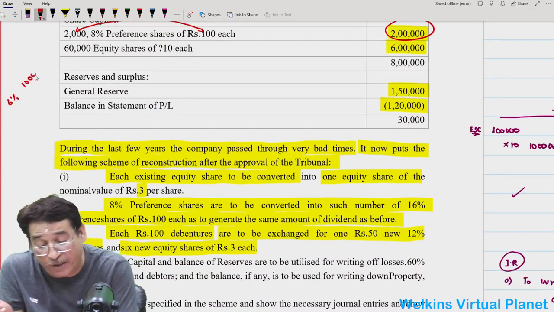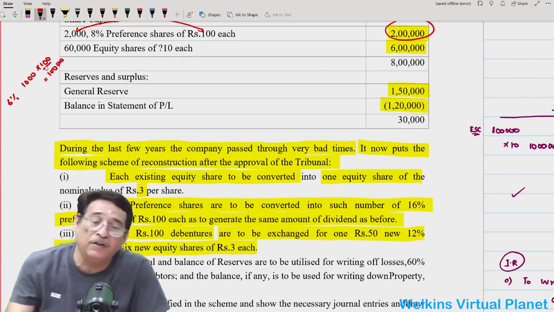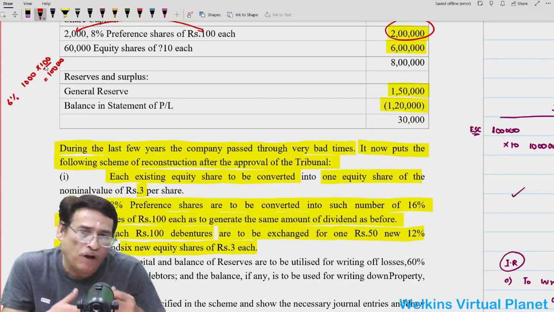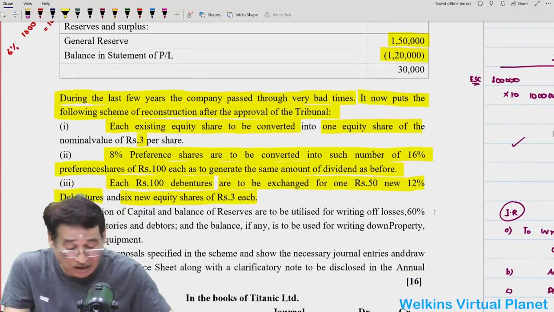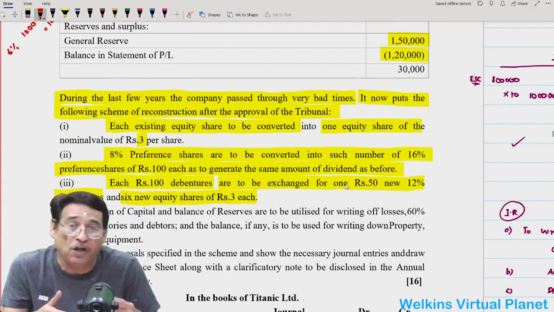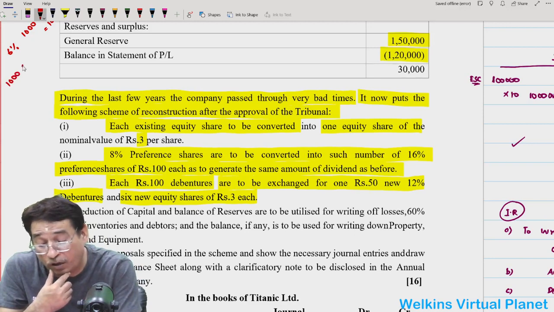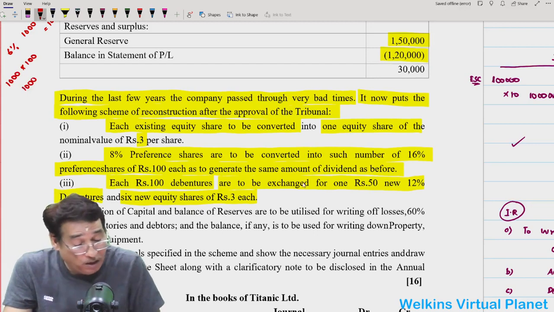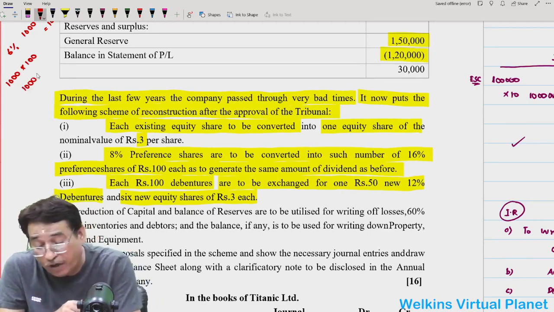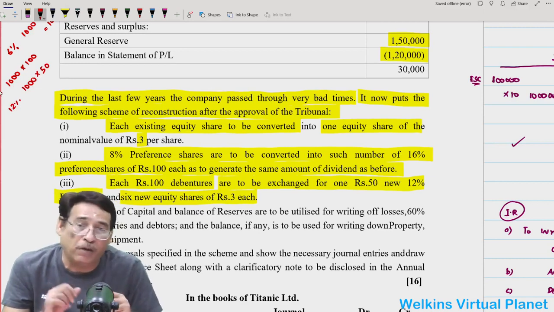That means originally we must be having 1000 debentures of 100 each. That is why 1 lakh. One debenture is 100 and their rate of interest is this much. Now what we are telling the debenture holders, each 100 debenture is to be exchanged for 1 rupees 50, because earlier, original debentures are 1000 into 100. So we are going to give you 1 rupees 50, but the new debenture will carry a rate of interest: earlier 6%, now we will give you 12% interest.